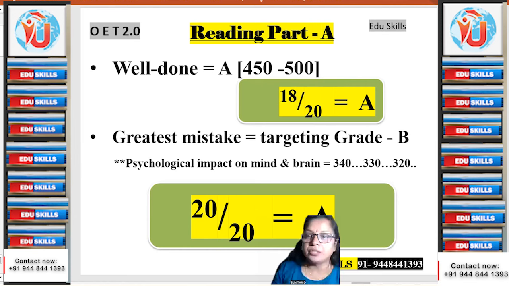Psychologically it impacts the mind and brain: if you get 28 or 30, okay, that's enough, you feel confident enough to get a B score. So finally the result that comes is around 330 or 320 or 340. So if we aim for an A score, definitely we can at least get a B in the exam.